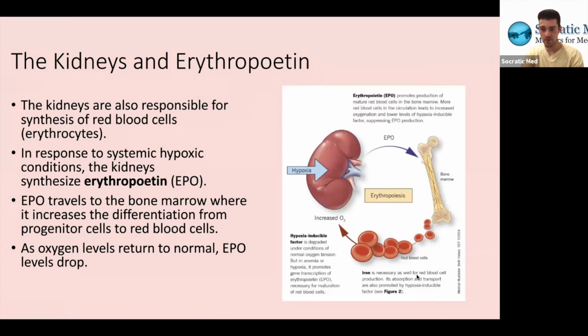Okay, then we're coming to the bone marrow. Iron is necessary as well for red blood cell production. Its absorption and transport are also promoted by hypoxia-inducible factor, obviously because iron is a part of heme, and heme helps us carry oxygen throughout our body. And hypoxia-inducible factor, like we just mentioned up at the top, is degraded under conditions of normal oxygen tension. So in anemia or hypoxia, it promotes gene transcription of erythropoietin necessary for maturation of red blood cells. So basically exactly what we just said. They're just adding that extra step. So when hypoxic conditions are induced, this hormone known as hypoxia-inducible factor increases the transcription of erythropoietin from the kidney.